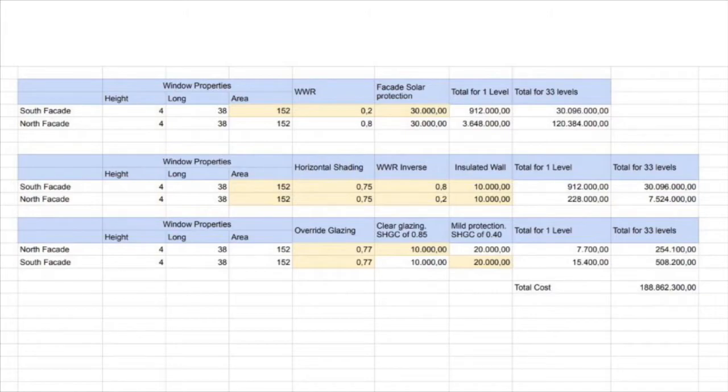For the north facade, we did the same procedure as the south facade with a change at the 0.2 window to wall ratio inverse, and that gave us a total of 7,524,000.